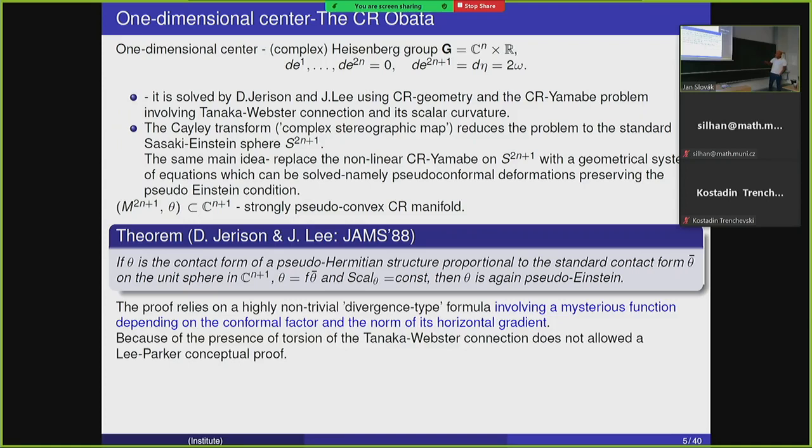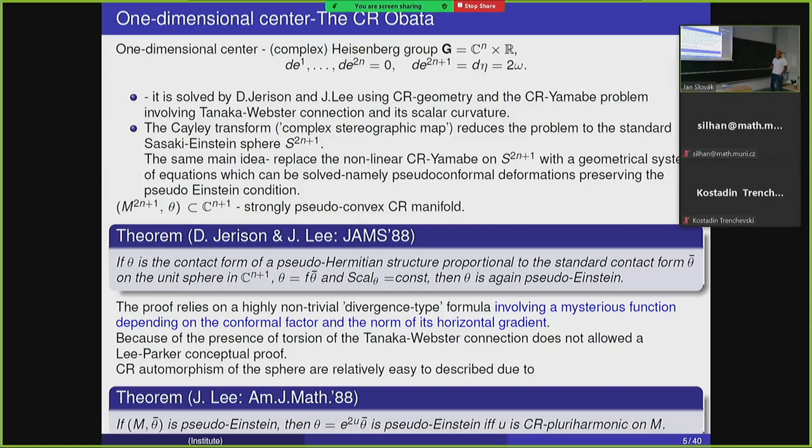But Jerison and Lee again find here a highly non-trivial divergence type formula involving, they said, a mysterious function depending on the conformal factor and the norm of the horizontal gradient. And so here it is still not known a conceptual proof of the Obata theorem. In the Riemannian case, Ian Parker found another proof which does not involve the function.